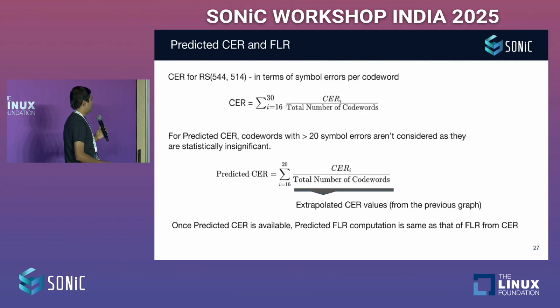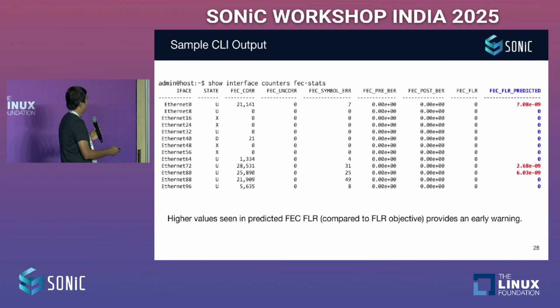Once the predicted CER is available, computing the predicted FLR is exactly the same as what we did for regular FLR. It's no different. So we now have a new column, FLR predicted, which will be non-zero well before the actual FLR. The FLR is 0 all the time unless the link has a real problem, but the predicted FLR shows non-zero values. If it is beyond some FLR objective meant for specific links, it means some proactive action needs to be taken, like the operator needing to check what is happening.